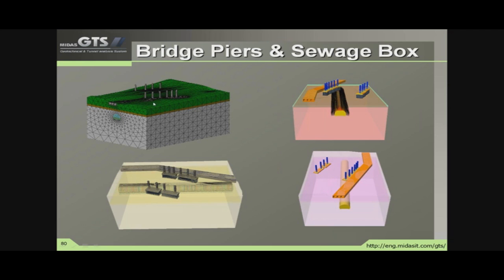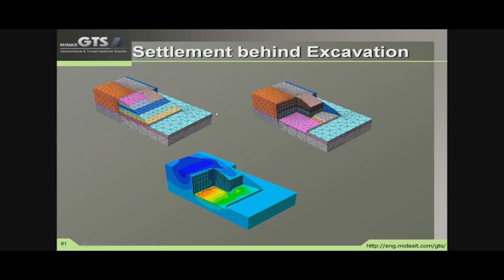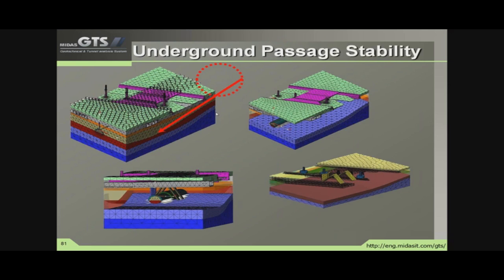As you can see here, here is an array of bridge piers. Those are modeled in Midas GTS, and there is a tunnel crossing the bridge piers, and you can see the distribution of stresses along the tunnel from the load of the bridge. Settlement behind excavation can also be obtained.